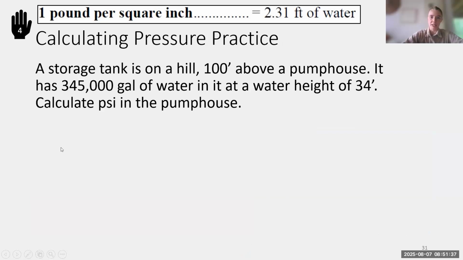Okay, let's go ahead and do a practice problem now. This gives you a chance to practice this conversion. We've got a storage tank on a hill, and it's 100 feet above a pump house. It has 345,000 gallons of water in it, and a water height of 34 feet. Go ahead and calculate the PSI, the pressure that is being measured in the pump house.